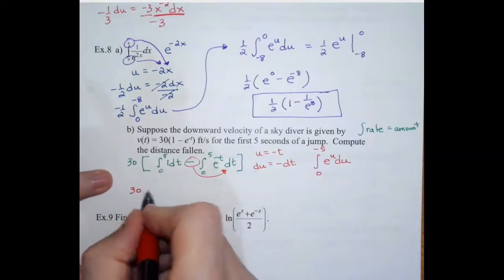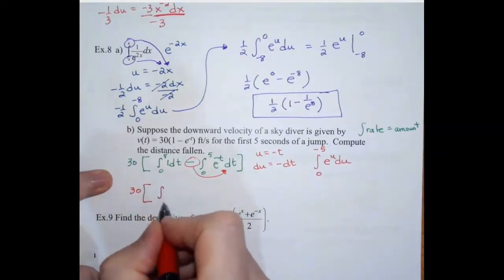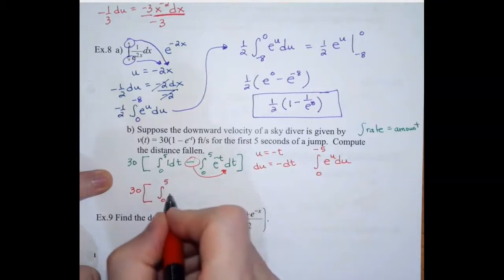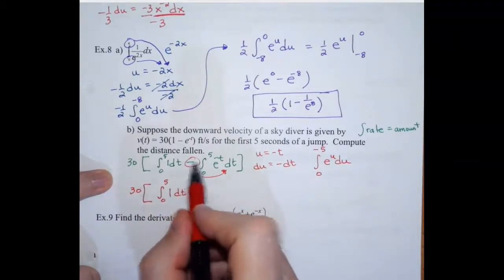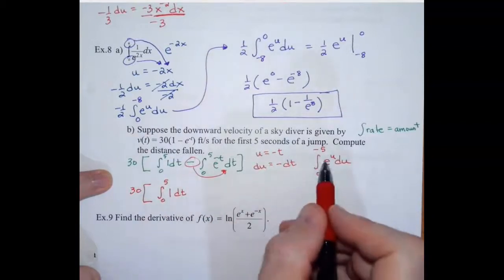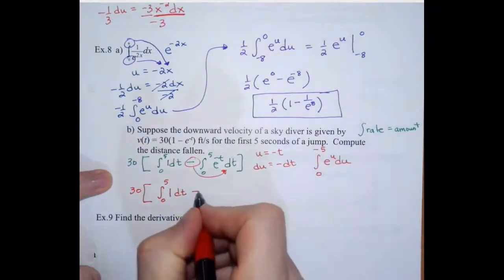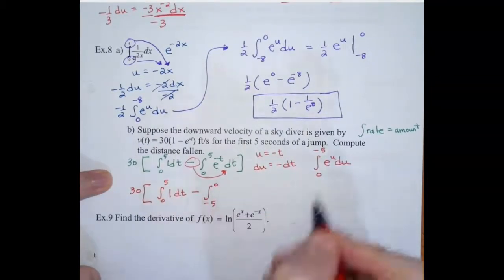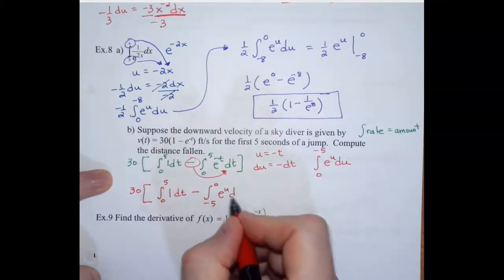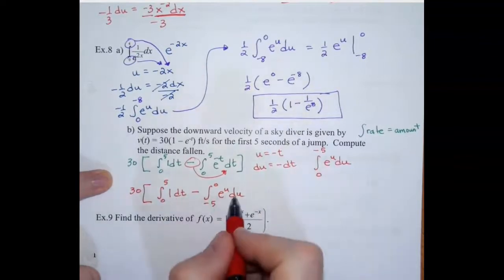So this is 30, and we did this. This will leave that as 0 to 5, 1 dt. And then this became positive. Then we got that with the substitution, so we need to flip it back. So that's going to become negative. And then this is going to be negative 5 to 0. And this is dt, and this is du.